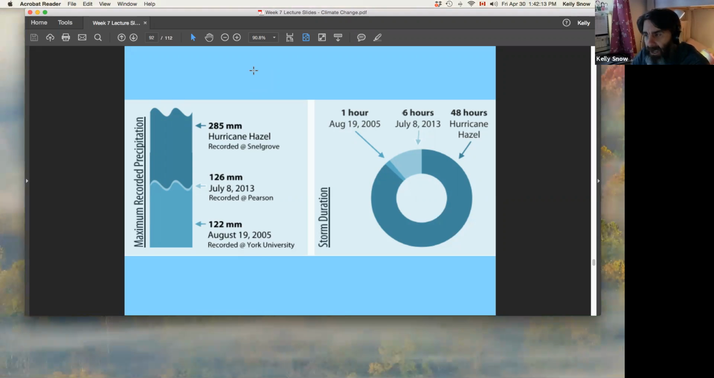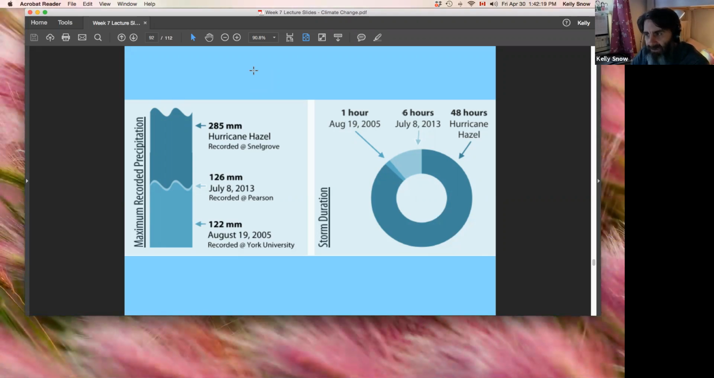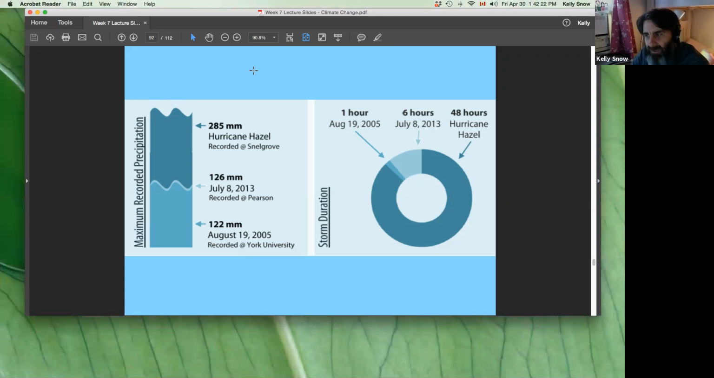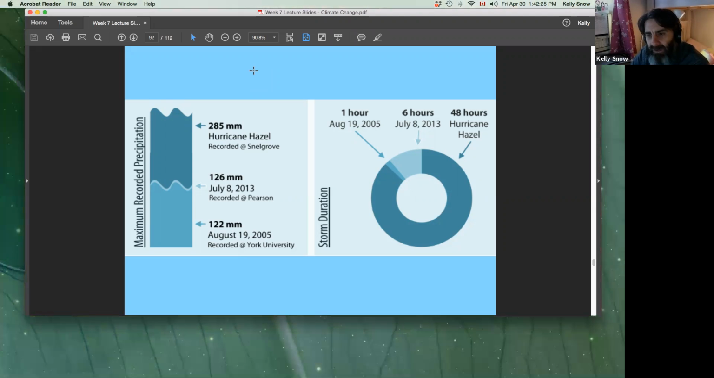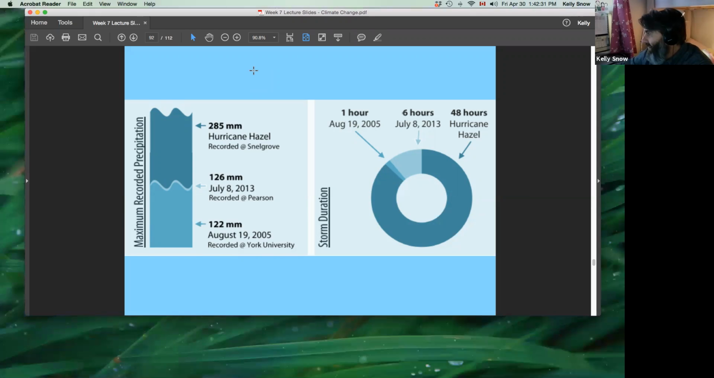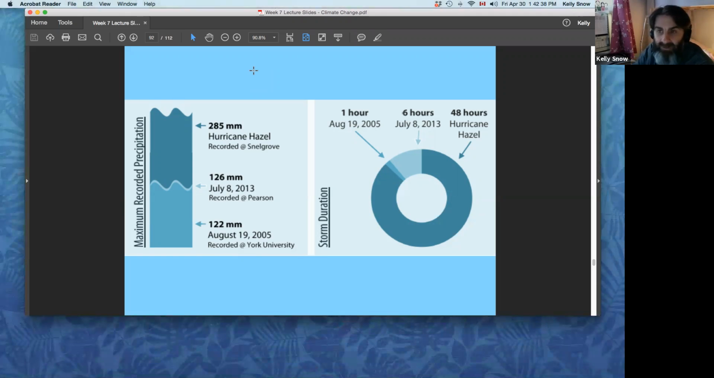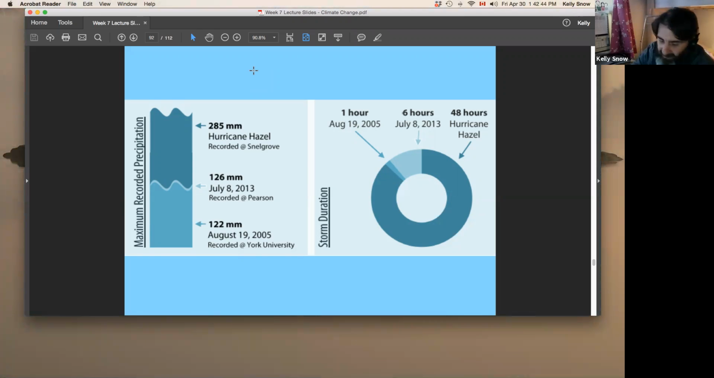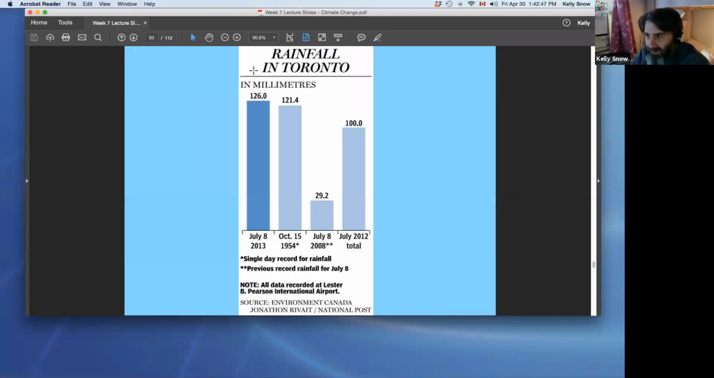Compared to Hurricane Hazel. And then you look at a more extreme example, and that was August 19th. And you can see that 122 millimeters fell in 1 hour. So we're talking about extremely intense rain events, which are modeled to become more frequent. And so we have to plan our cities better to deal with this. And there's one last graph that just shows typical rainfall. The last highest amount of rainfall on July 8th was in 2008, and that was almost 30 centimeters. So much, much, much less.